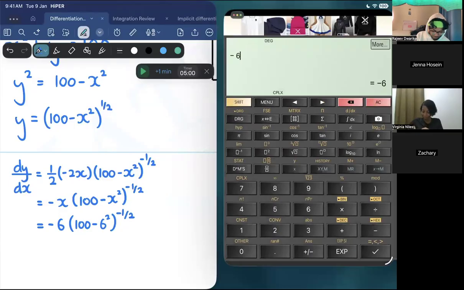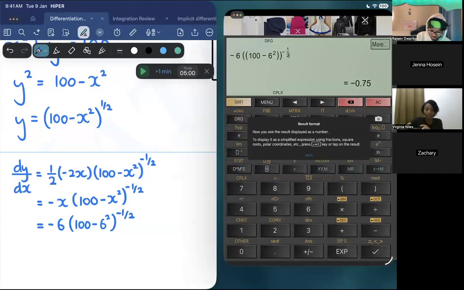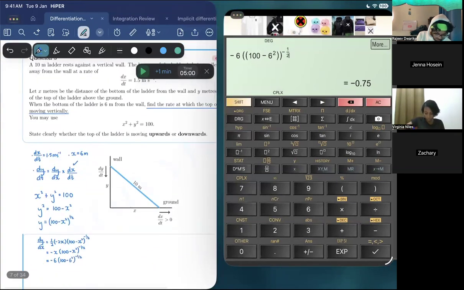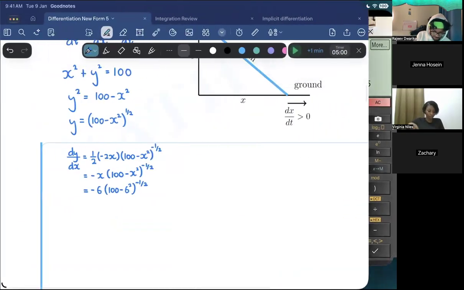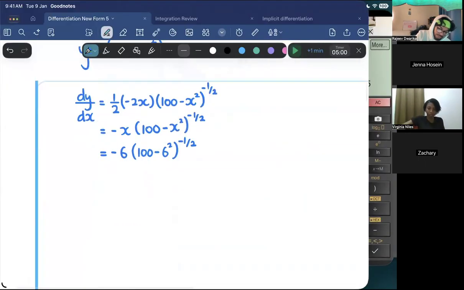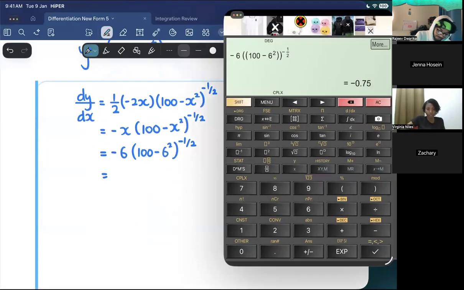So that's going to be minus 6, open brackets, 100 minus 6 squared, close the bracket, to the power negative a half. Let me know if you guys are getting that. Yes, sir. Let me just check something. Yeah, you guys are going good. So that was equal to negative 0.5, right?